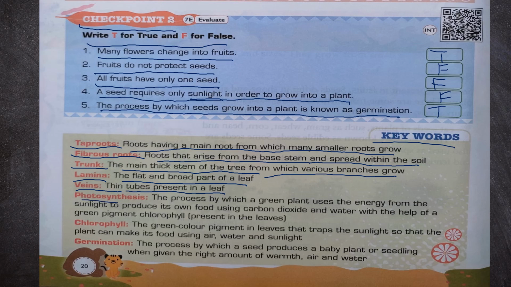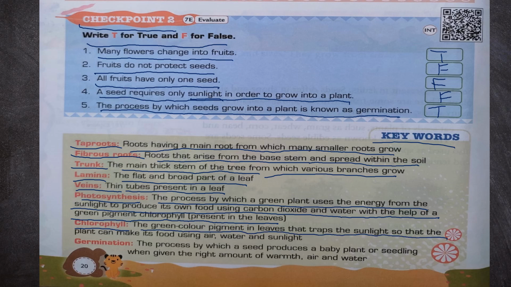Photosynthesis, the process by which a green plant uses the energy from the sunlight to produce its own food using carbon dioxide and water with the help of a green pigment chlorophyll present in the leaves. Chlorophyll, the green color pigment in leaves that traps the sunlight so that the plant can make its food using air, water, and sunlight. Germination, the process by which a seed produces a baby plant or seedling when given the right amount of warmth, air, and water. So these are keywords.